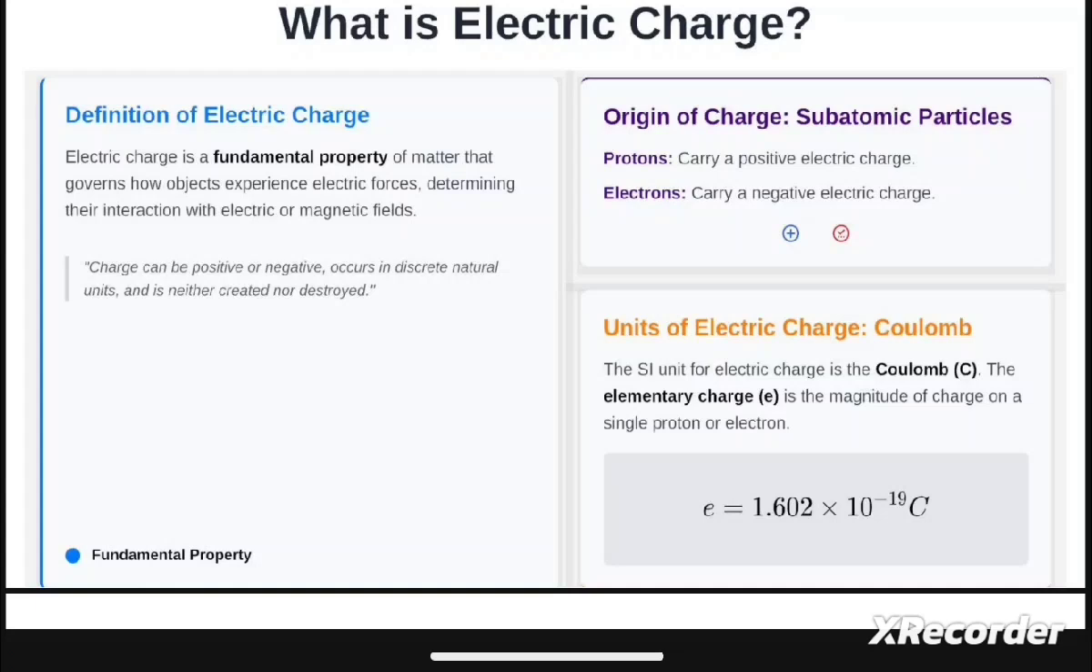Now, let's talk about the origin of charge, which is subatomic particles, protons and electrons. Protons carry a positive electric charge while electrons carry a negative electric charge. Now let's talk about the units of electric charge, which is the coulomb. This is the SI unit of charge. The elementary charge is the magnitude of charge on a single proton or electron, and its value is 1.602 × 10^-19 coulomb.